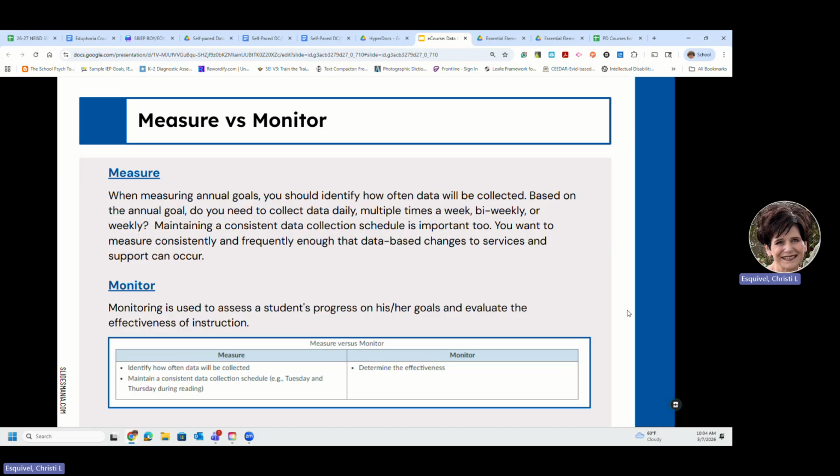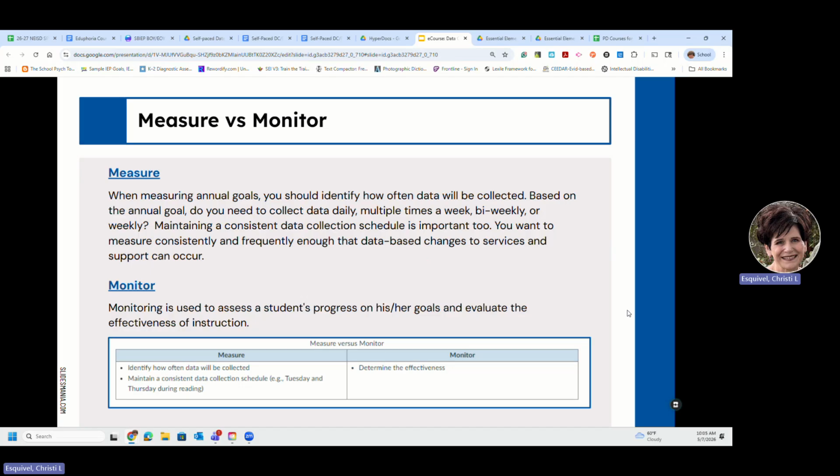So let's talk about measure versus monitor. We tend to use the terms data collection and progress monitoring interchangeably, but the intent behind them is actually different. When measuring annual goals, you should identify how often the data will be collected. Based on the annual goal, do you need to collect data daily, multiple times per week, biweekly, or weekly? Maintaining a consistent data collection system schedule is important too.